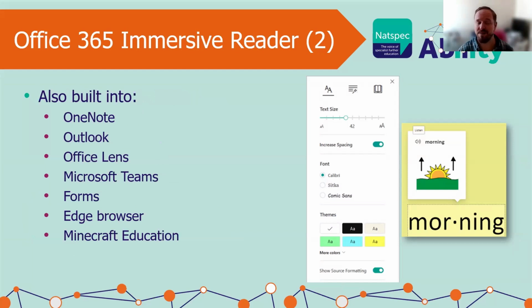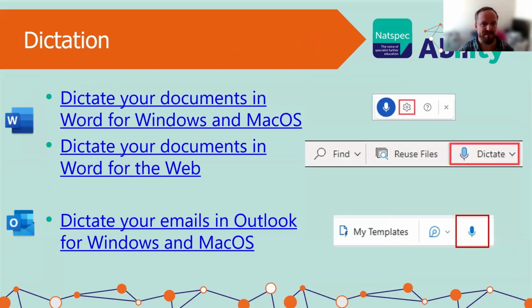The great thing is as well, it's built into OneNote, Outlook, Office Lens, Microsoft Teams, Forms, Edge Browser, and Minecraft Education as well. So you've got that consistency where students aren't having to use different tools in different spaces. They've got access to the same tool in the different spaces. And thinking about how we could use that, we could be using that in Outlook to compose emails to people. We could be using that in Microsoft Teams when someone sends something through to make it accessible. So there's lots of different platforms we can use this on.